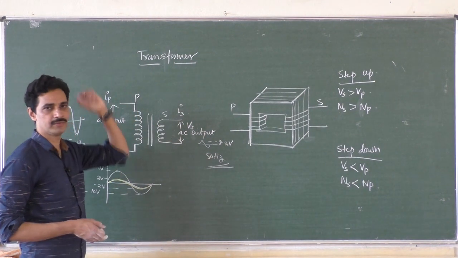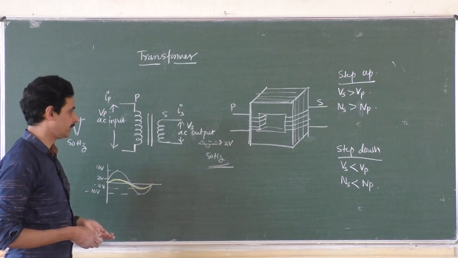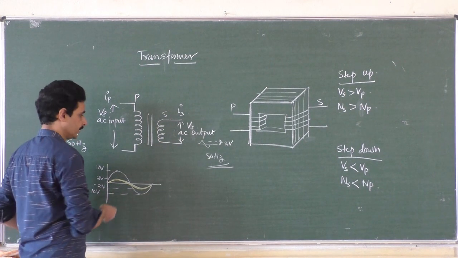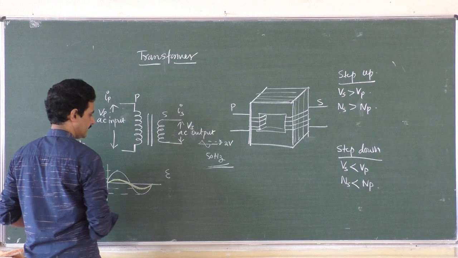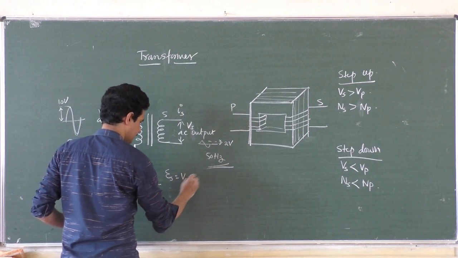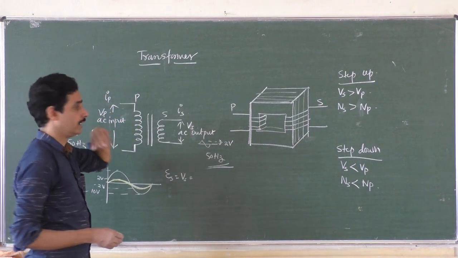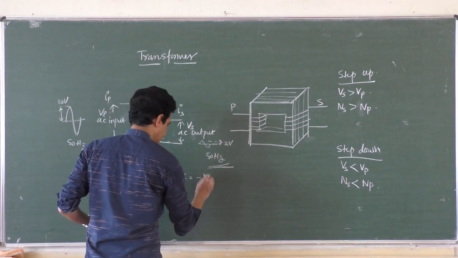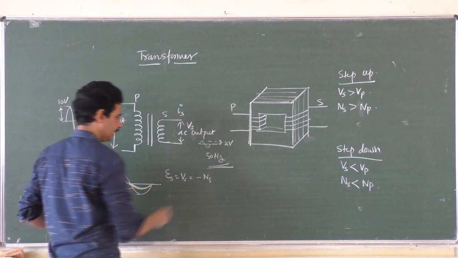So we get an EMF here. Now, if you try to write the formulas for the induced EMF, suppose the induced EMF in the secondary, of course I can write it as Vs because I have taken it as Vs, is minus Ns, number of turns in the secondary, d phi by dt.